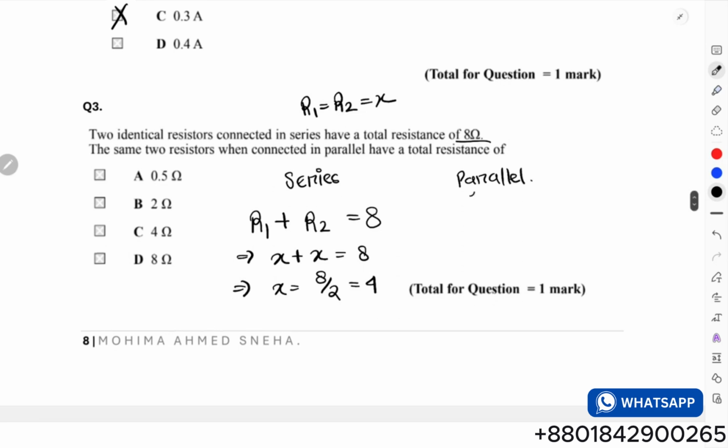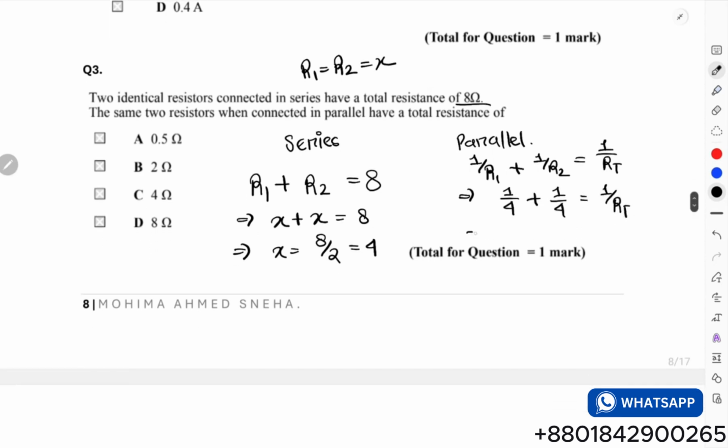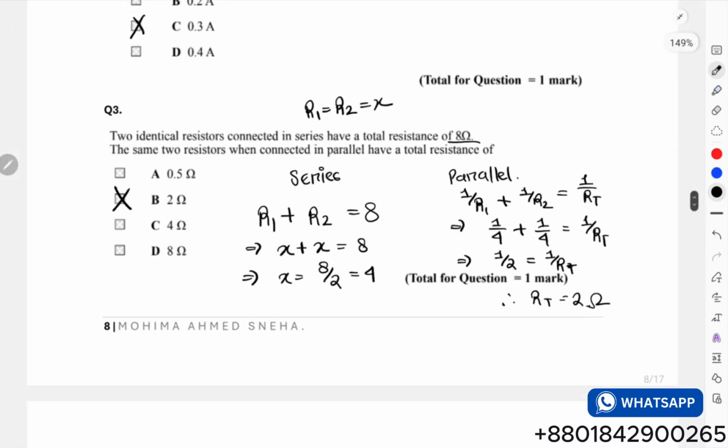And for the parallel combination, 1 over R1 plus 1 over R2 is equal to 1 over RT, which is 1 by 4 plus 1 by 4, equal to 1 over RT. On the left hand side, you now get 1 over 2, equal to 1 over RT. If you cross multiply, you get RT equal to 2, which means that when these two identical resistors are connected in parallel, the total resistance will be 2 ohms. So option B is the correct answer. I hope this entire working is clear for all of you.